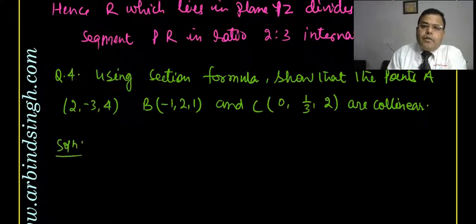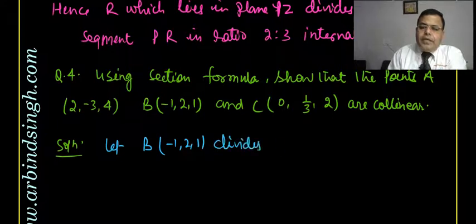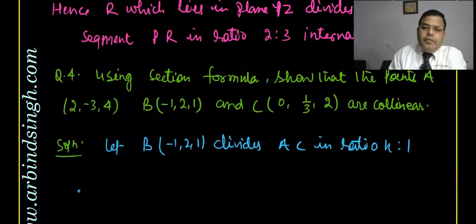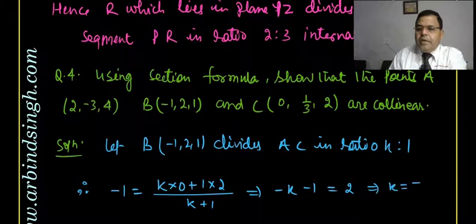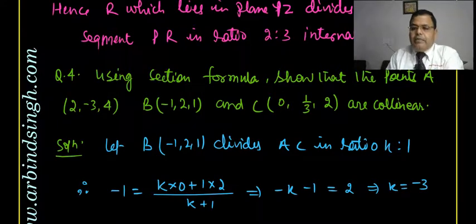Solution. Let B (-1, 2, 1) divide AC in ratio K to 1, and therefore the x coordinate is given by -1 equals K into 0 plus 1 into 2 divided by K plus 1. This implies minus K minus 1 is equal to 2, and therefore K is equal to minus 3.